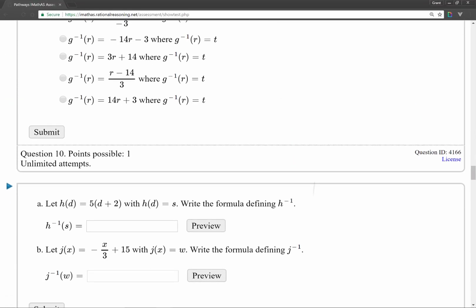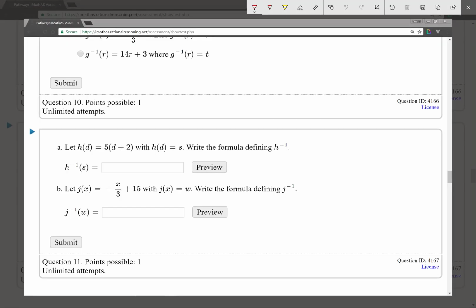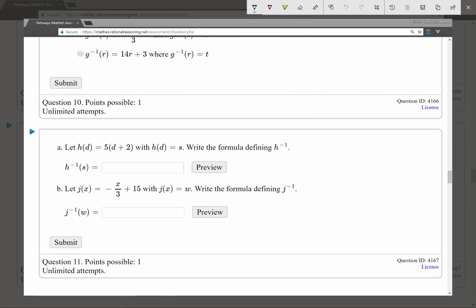Now let's look at one from the next question. So let's let h of d equal 5 times d plus 2, where h of d equals s. And this equality right here is telling us that the input to h is d, and the output is s. This basically just tells us the independent and dependent variables. And let's write a formula defining h inverse.